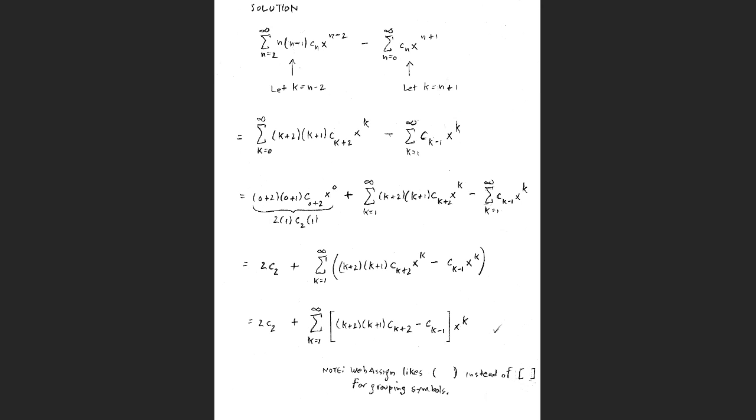All right, so in our solution, I have for the first power series an n minus 2. So what I'm going to do for the first power series here is let k equals n minus 2.